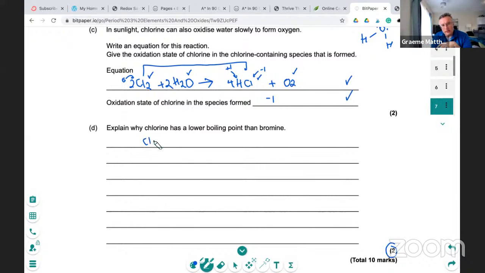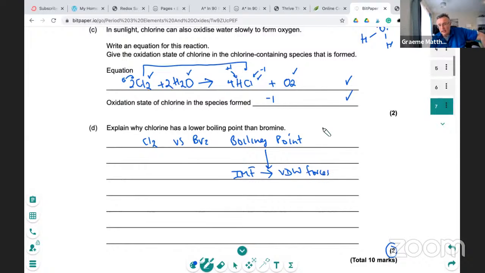Chlorine versus bromine. Okay, and they're talking about boiling point, right? So I'm thinking this, chemists. Boiling point has to do with intermolecular forces. So straight off the bat, I'm going to write down the intermolecular force. Chlorine versus bromine. Let's take a look. If you go down the list, it couldn't be hydrogen bonding. No. Couldn't be dipole-dipole. No. It's got to be van der Waals forces, all right? So the only IMF present is van der Waals forces.